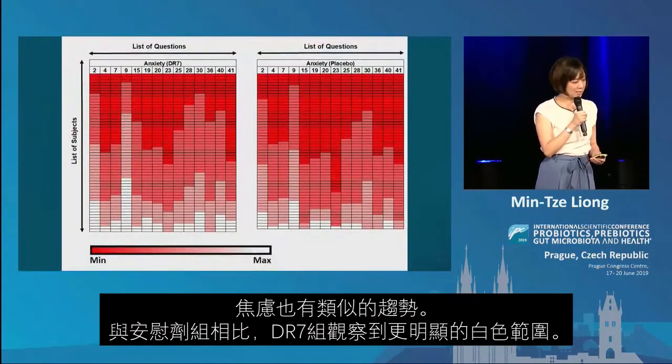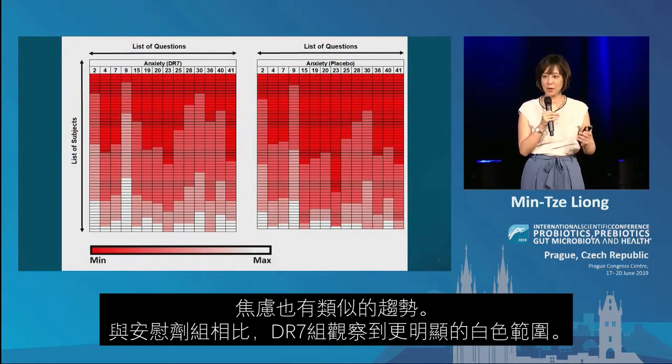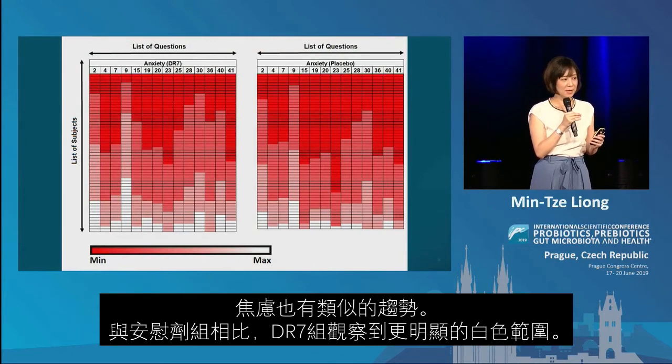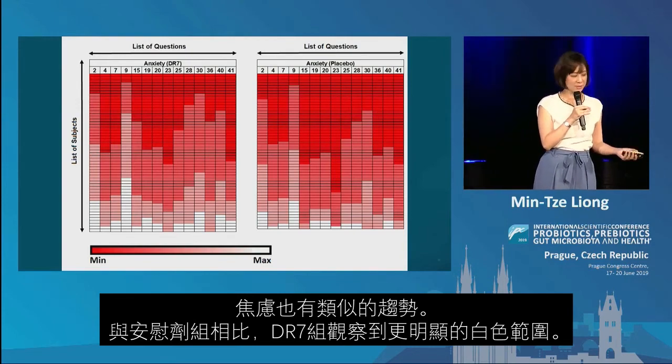That was for stress, and this is for anxiety, of a similar nature. A whiter color indicates a greater drop in anxiety scores. So we see a more prominent drop in DR7 than in placebo.